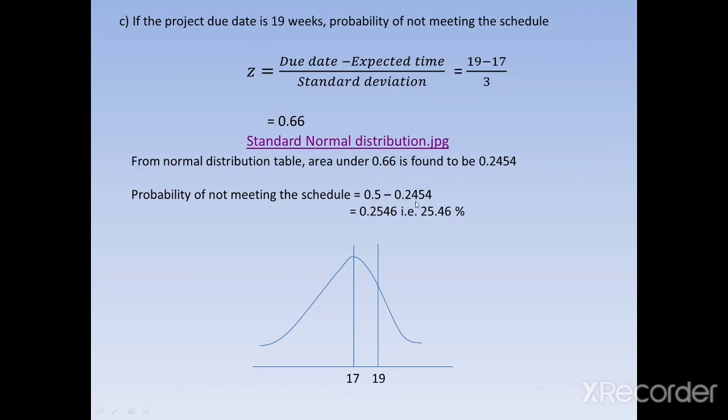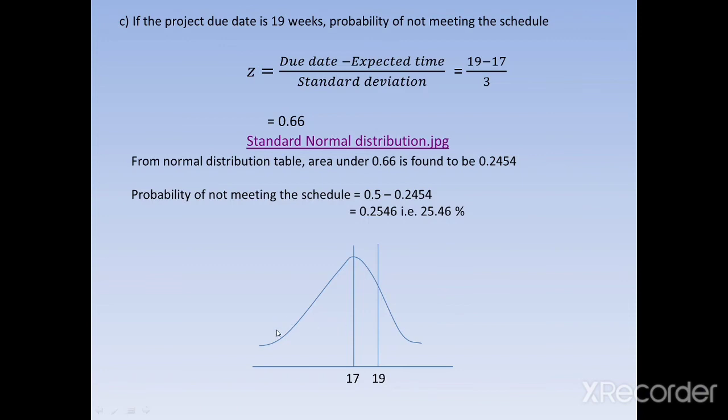0.5 minus 0.2454. So 0.5 is the area on the right side of 17, and 0.2454 is the area between 17 and 19, and we want the area on the right side of 19. That's why 0.5 minus 0.2454 becomes 0.2546, which is also equal to 25.46%. In terms of percent, the probability that the project does not meet the 19 weeks is 25.46%. So like this we calculate this, or we can calculate it like this also.